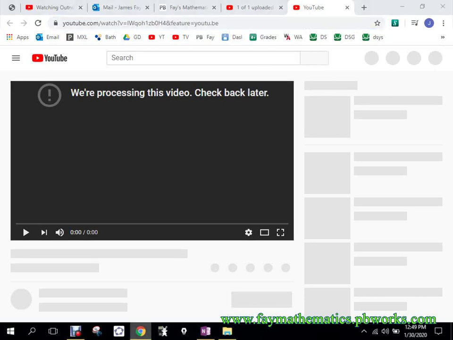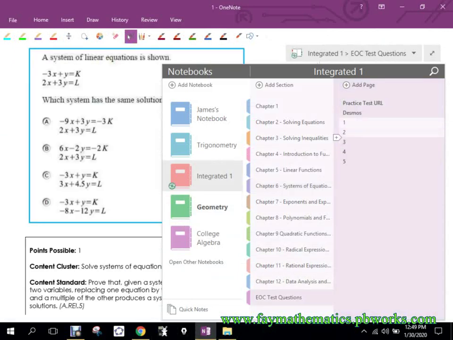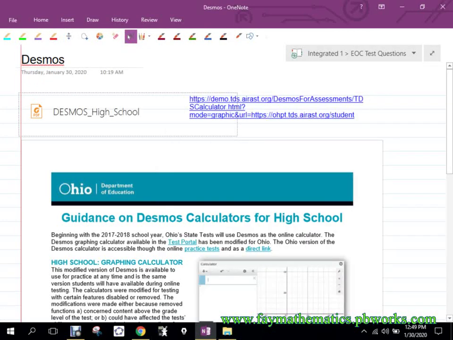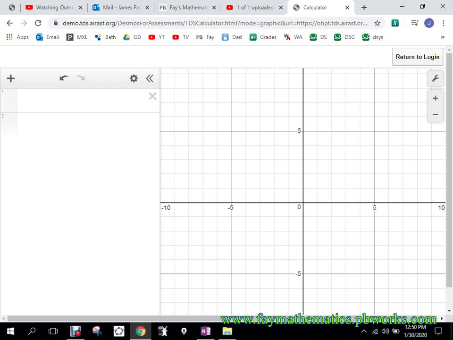I want to show you guys the calculator that I did some further investigation on. I don't know if I told you this yesterday. I did tell you this? Okay. So, like Desmos, this is going to be what's on your test when you're able to take this.